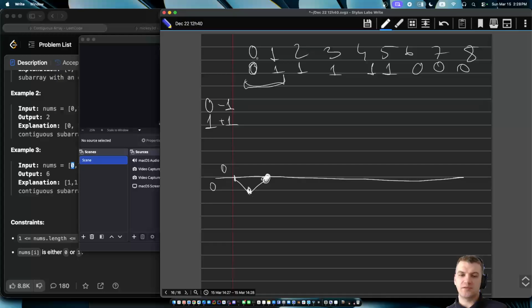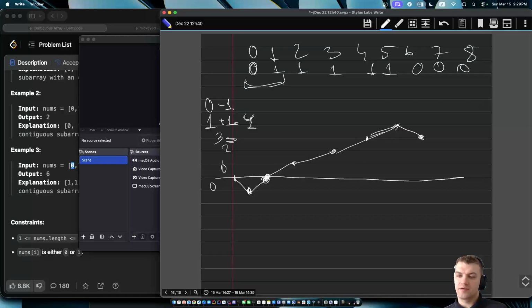Let's consider the next one. I have 1, so increment by 1. The next one is 1, also increment by 1. So we have here 1, here 2. The next one is also 1, so increment by 1, that's 3. The next one is also 1, so increment by 1, and we have 4. Next I'm gonna decrement by 1, so I go down, and I have now 3.